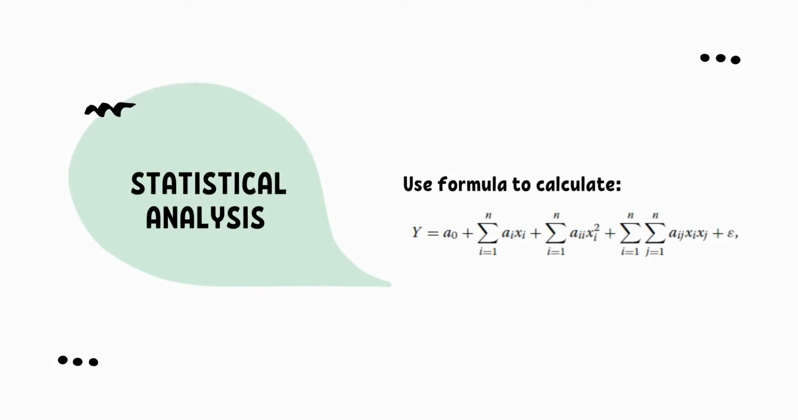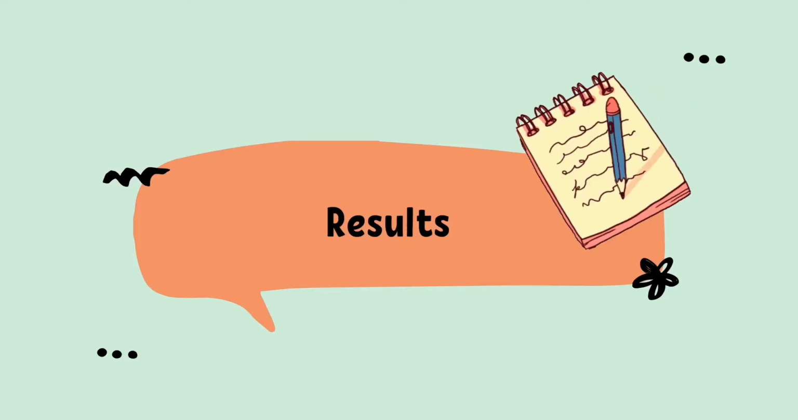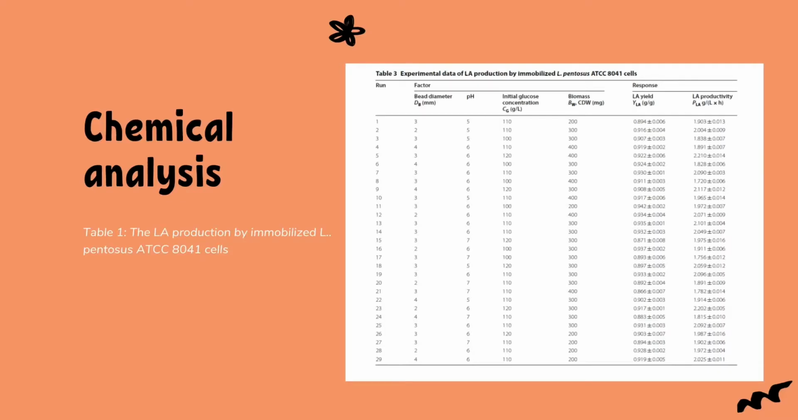For statistical analysis, the researcher used the formula in the video and calculated the ANOVA. Let's see the result part. For chemical analysis, Table 1 shows the experimental values in the format mean value plus minus standard deviation. The analysis of variance, which is ANOVA, was carried out by Design Expert version 11.